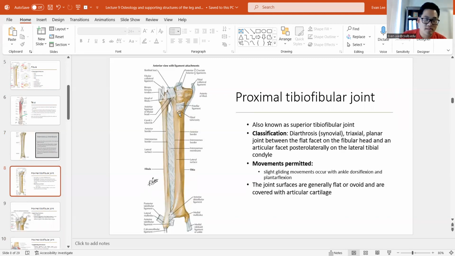Alrighty, so let's take a look at some specifics of these joints as well, starting off up here at the proximal tibiofibular joint. This is the proximal portion of the tibiofibular articulation. So this is between the two bones, not across the knee, just between tibia and fibula. This is going to be a synovial joint. It's a diarthrosis, meaning that it can move quite a lot.